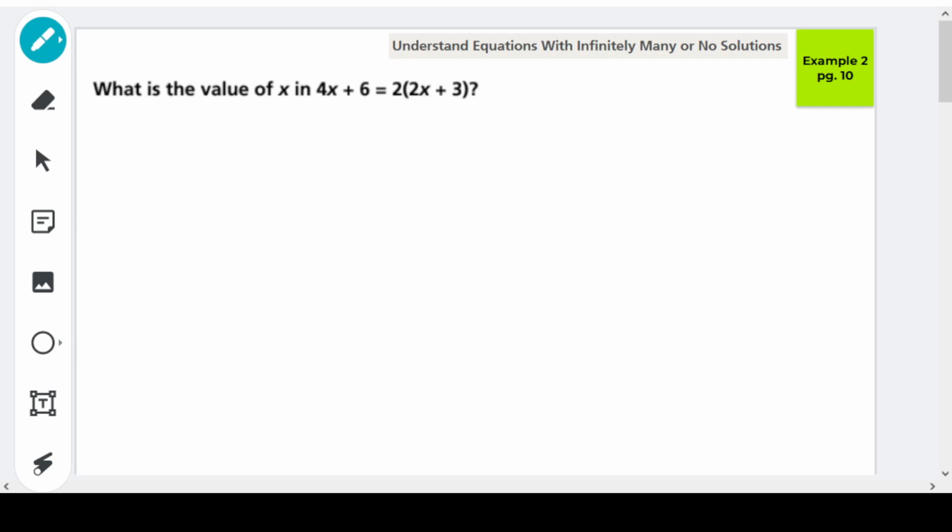This example actually starts out with a video from Savvas, so if you have the online textbook, I highly encourage you to watch part A, which is what this first problem is, as the video in Savvas, but I will go through this problem as well.